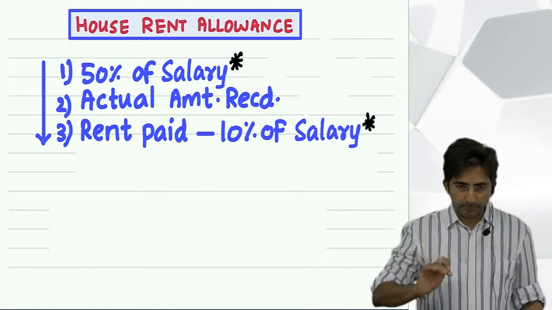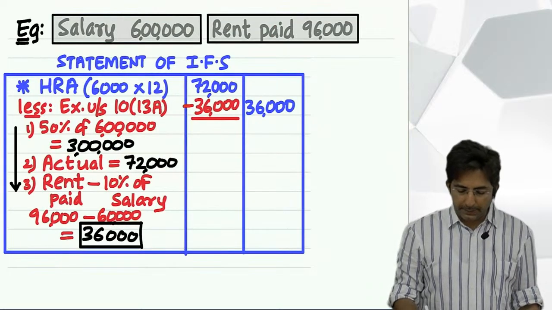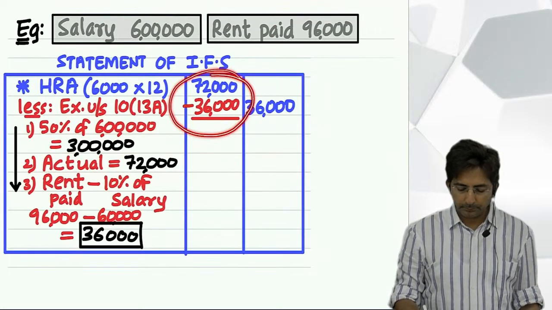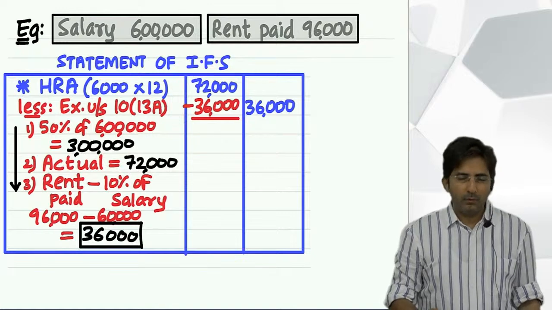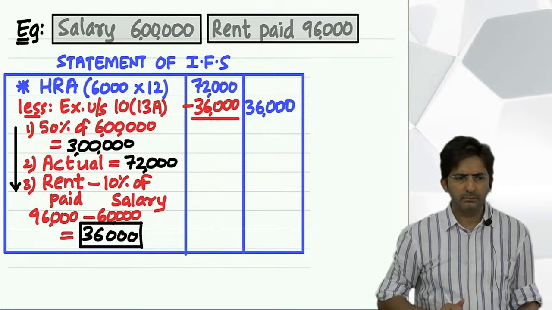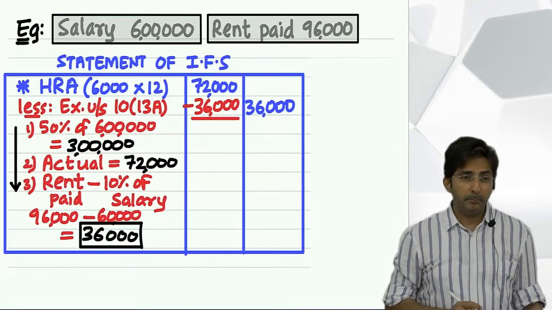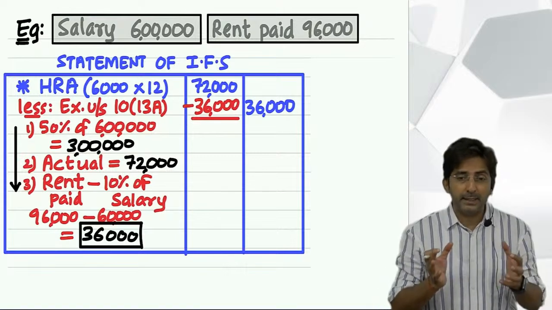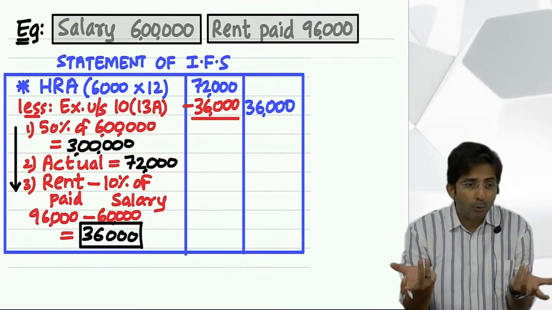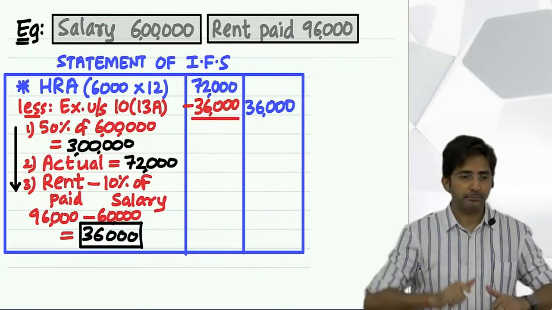So see here, first tell me why the government is exempting house rent allowance. Why doesn't the government say the house rent allowance you received is taxable, pay the tax? It is not taxable, it is exempt. But why? Because the government feels pity that you don't have your own house, so paying the rent is a burden.